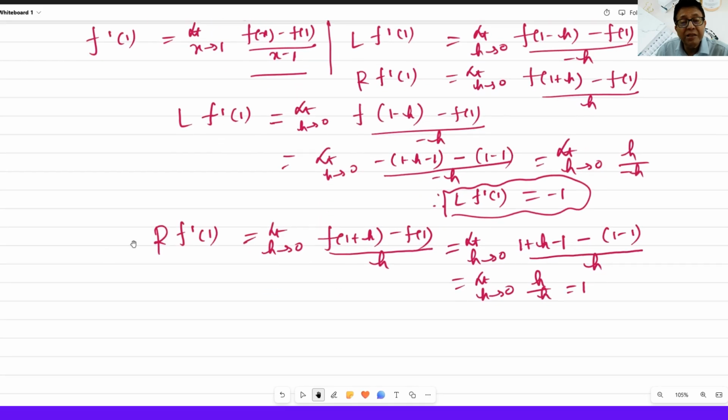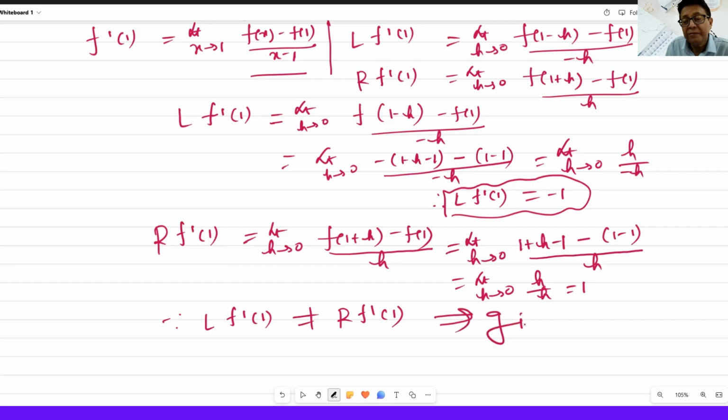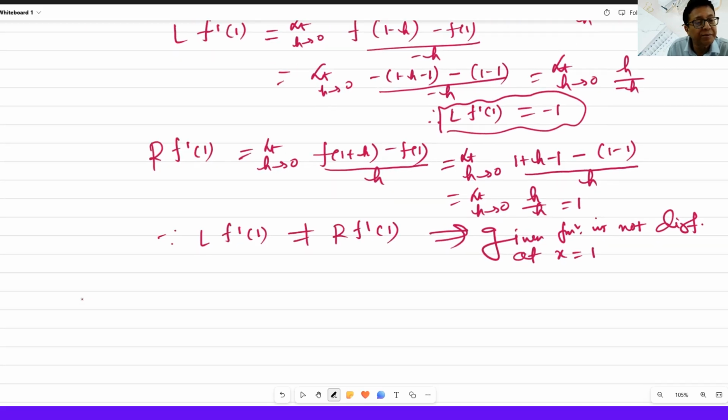So since left f dash 1 is not equal to right f dash 1, this will imply that the given function is non-differentiable at x equal to 1. Okay? It is non-differentiable at x equal to 1. Let me explain one more sum so that the very first concept of differentiability be clear to you first.